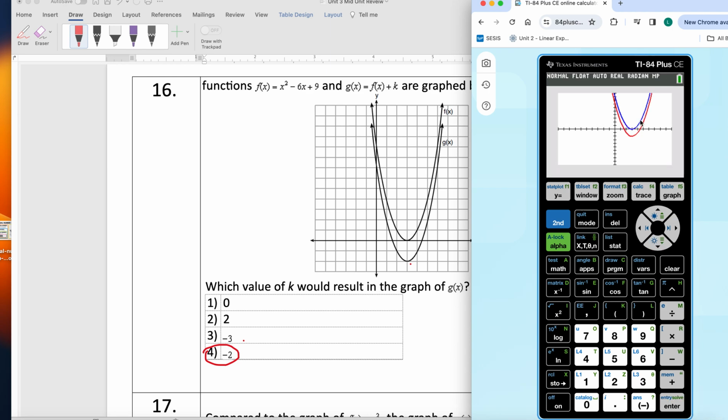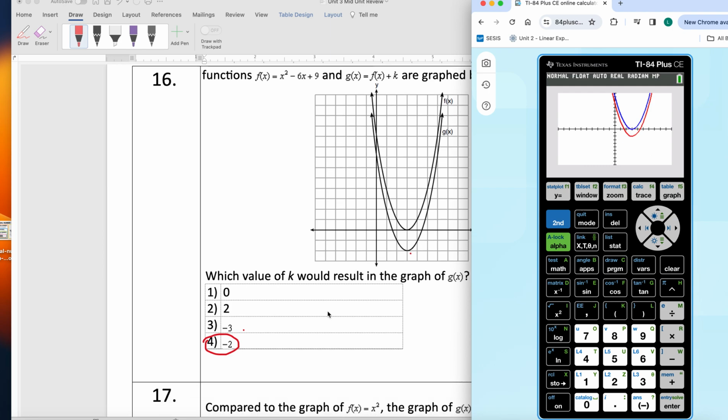Okay, and we see that the graph g of x moved. We have a colored calculator, so we can see our y1, our original f of x, is in blue, and our y2 is in red. So again, graph, and you see that it has moved down 2 spots, so that's your answer.